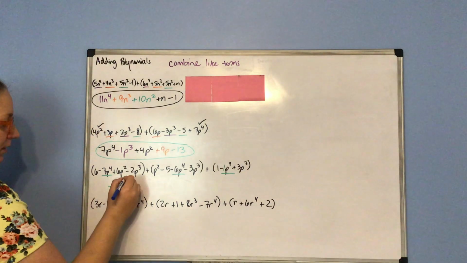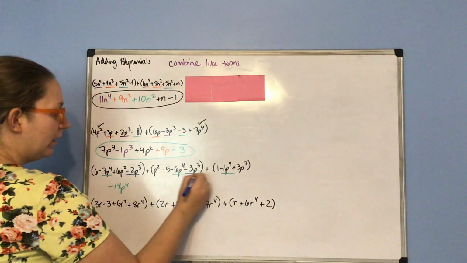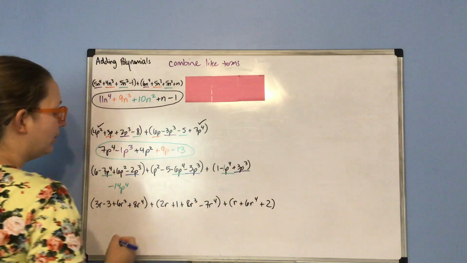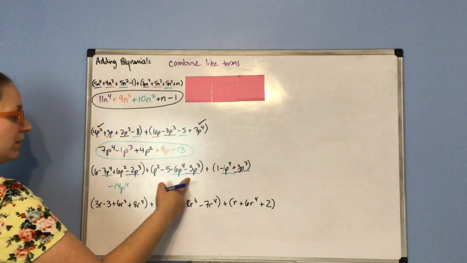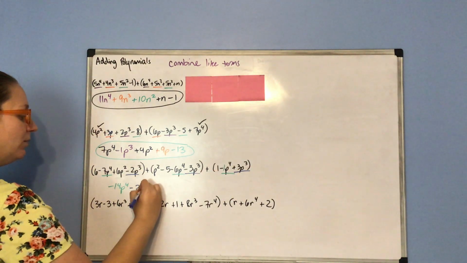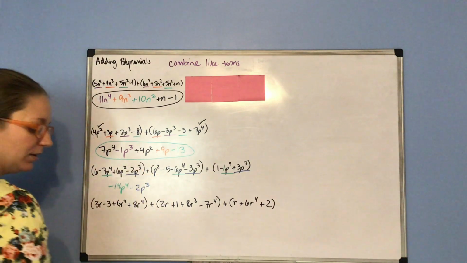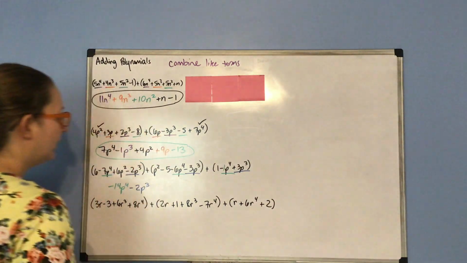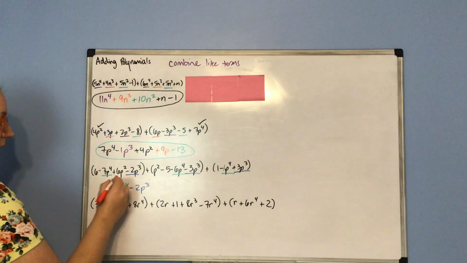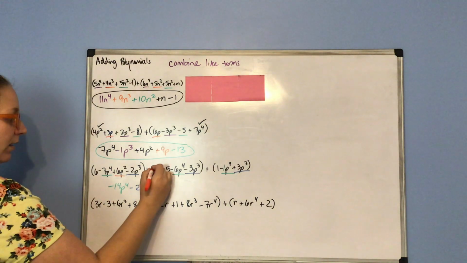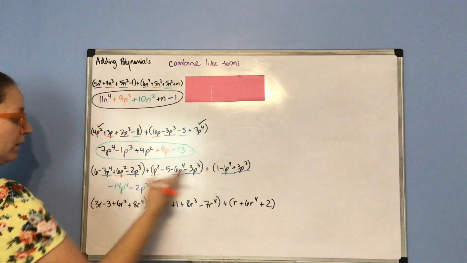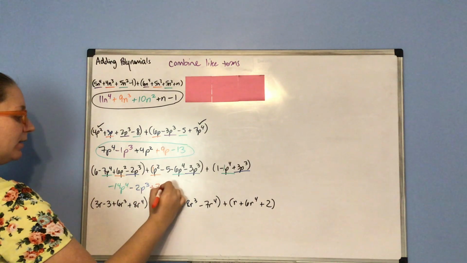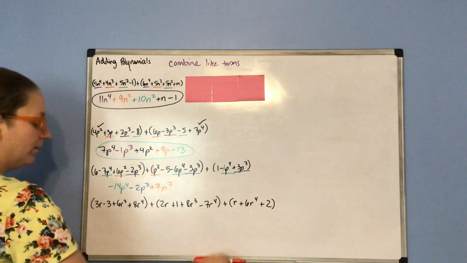Third powers, negative 2, negative 3, positive 3. Negative 2 minus 3 plus 3 gives me negative 2. The p to the third part stays the same. Squareds, I have 6, hidden 1, and nothing. 6 plus 1 gives me 7p squared.